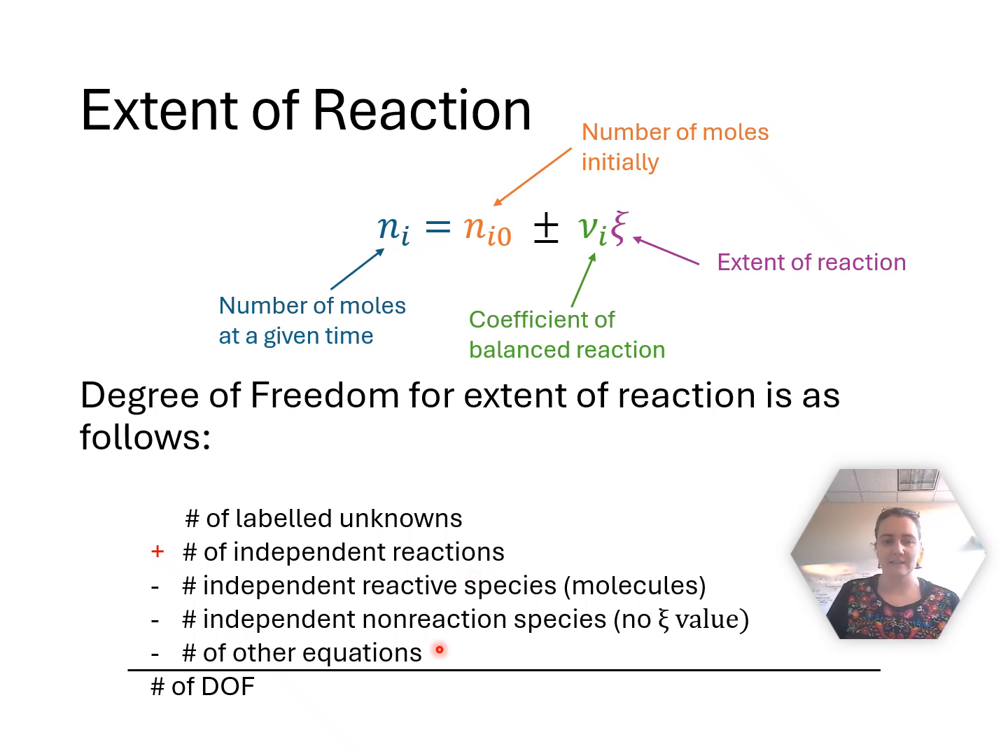This should say non-reactive here, so make that change in your notes. The reason that we subtract off the non-reactive values is because they have no extent of reaction. They're not reacting, so there is no E value associated with them. Then, as always, we subtract off any other equations and relations we have to get the number of degrees of freedom. Okay, so key difference here is you're adding in the number of reactions, and then you're differentiating between your reactive and non-reactive species.